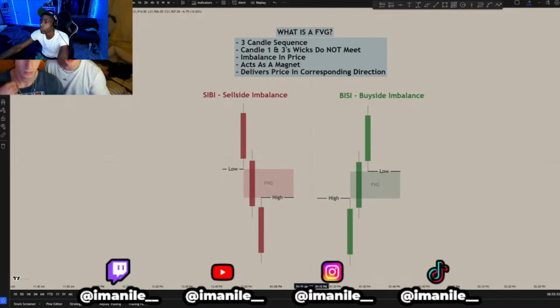So it is a 3 candle sequence. In order to create a fair value gap, you need at least 3 candles. Candles 1 and 3's wicks do not meet, which obviously you can see right in front of you. It is an imbalance in price. It acts as a magnet and delivers price in the corresponding direction.